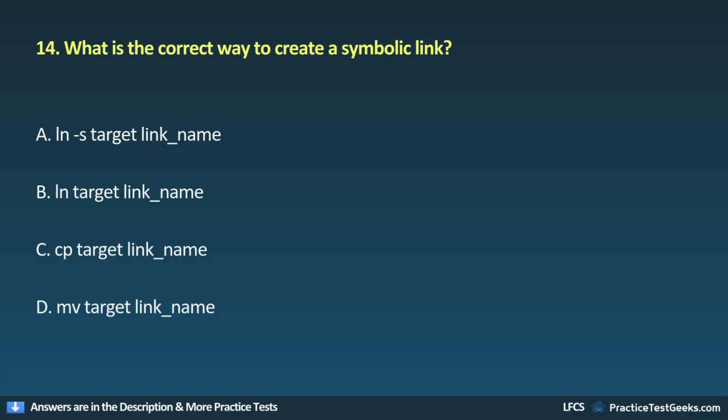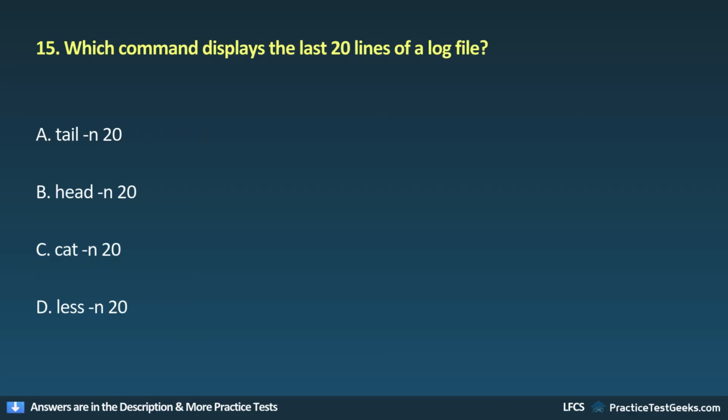A. ln -s target link_name. B. ln target link_name. C. cp target link_name. D. mv target link_name. 15. Which command displays the last 20 lines of a log file?